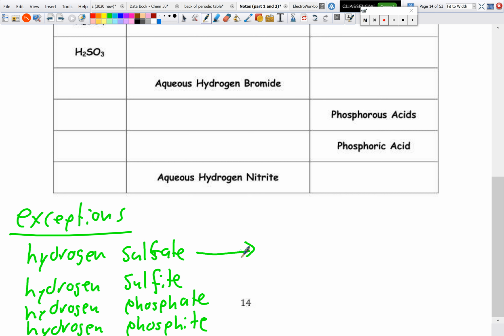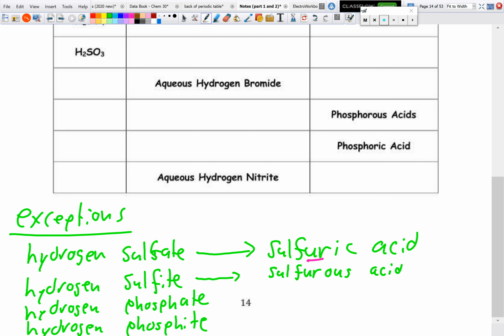So you just have to be careful that if you have sulfate, this turns into sulfuric acid. So you'll notice that we add this little bit right here. And the same thing is going to happen for the hydrogen sulfite. This turns into sulfurous acid, where we add that UR in here.